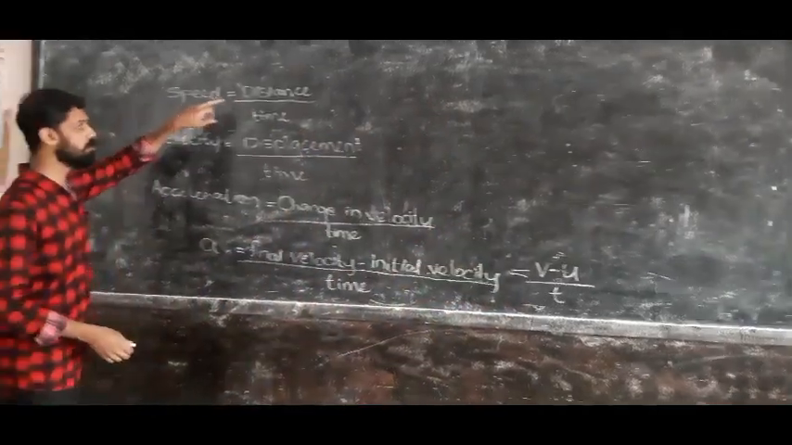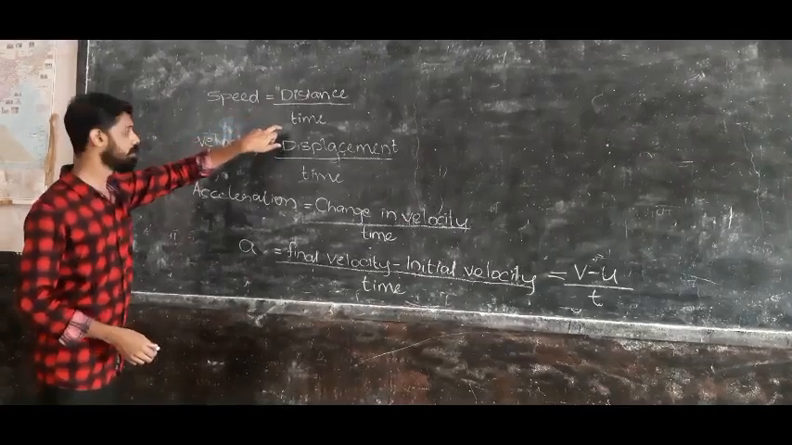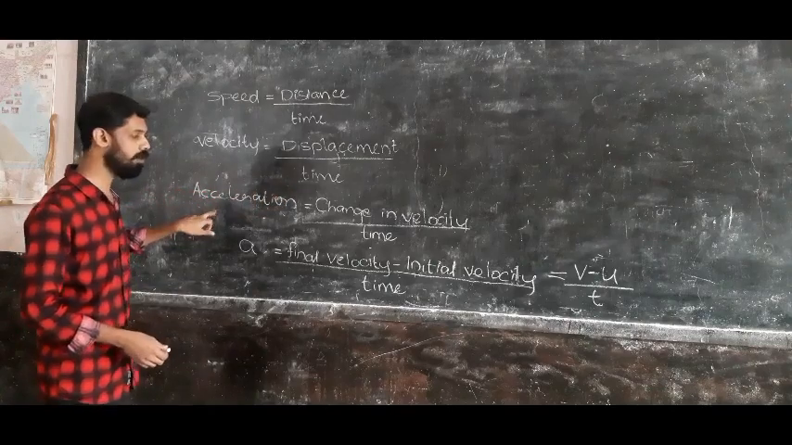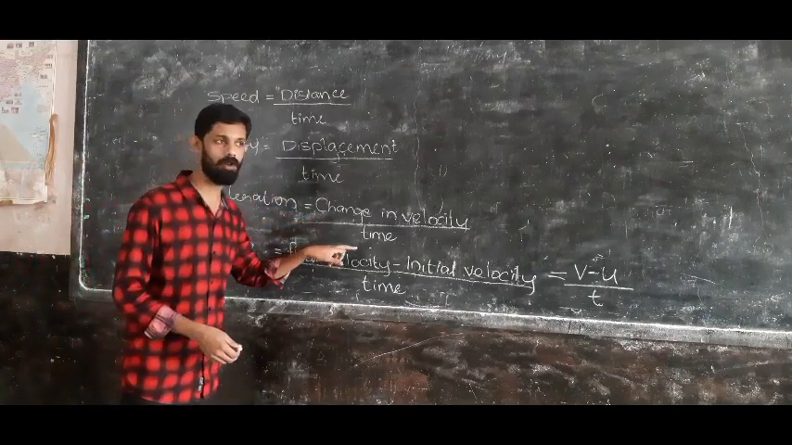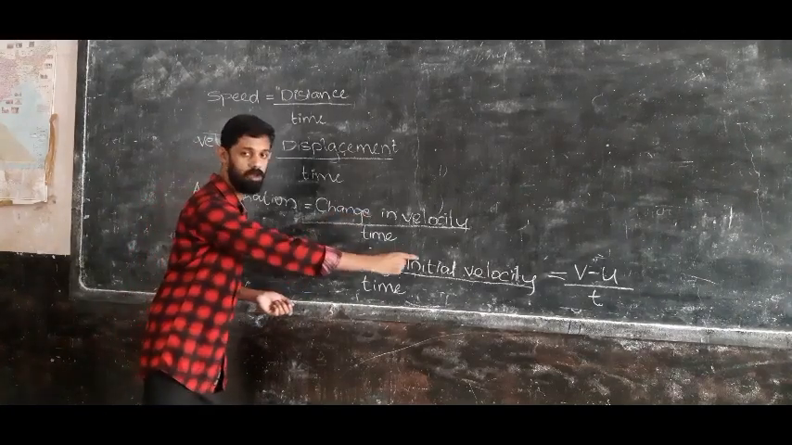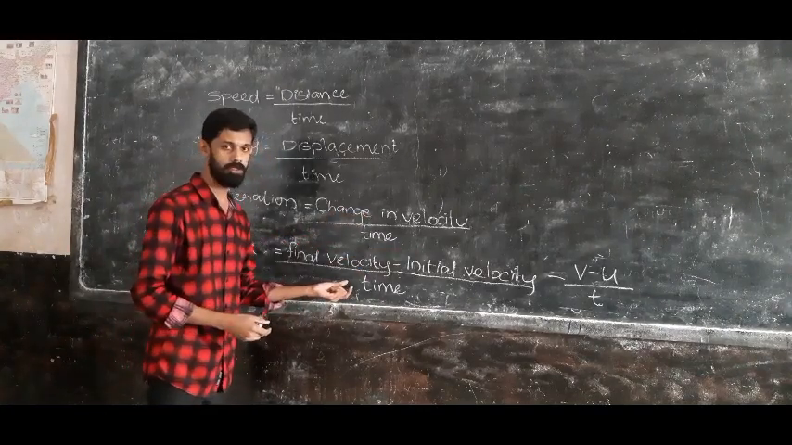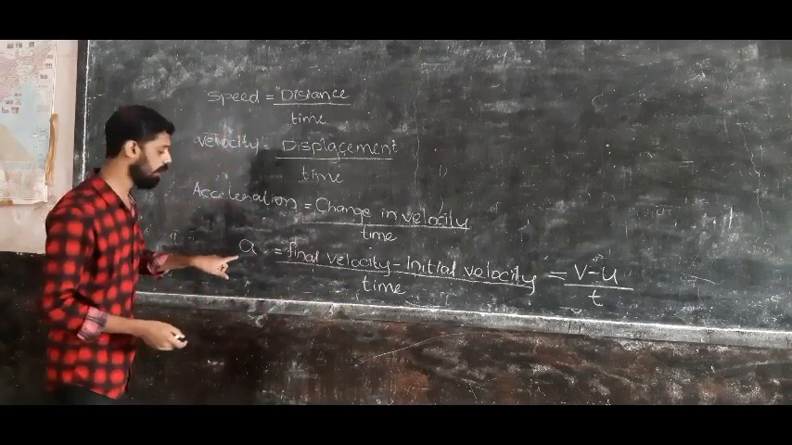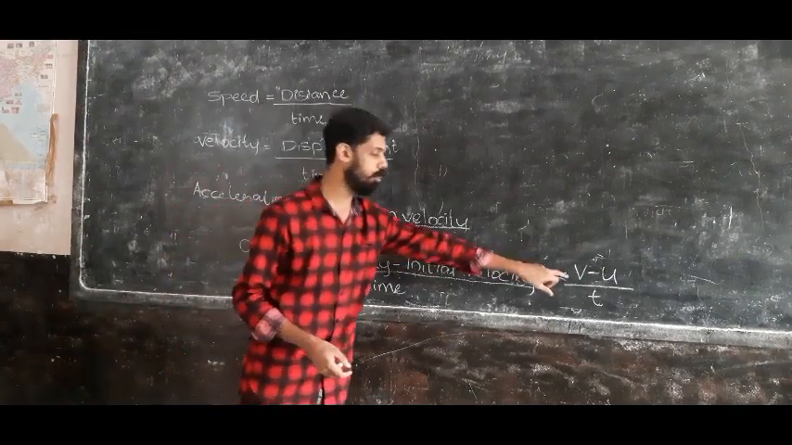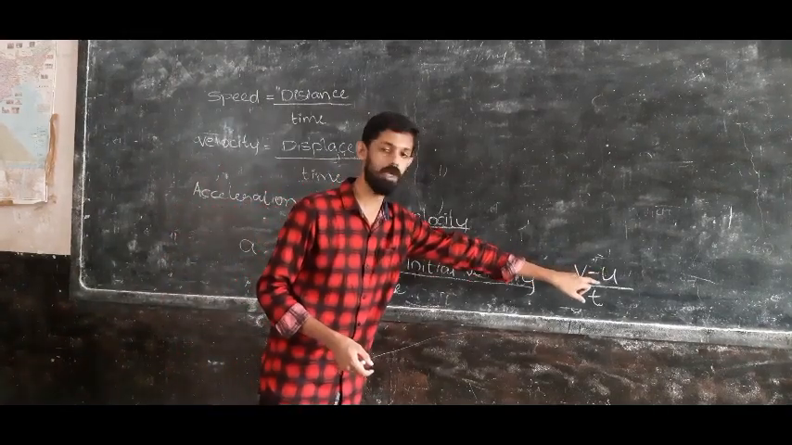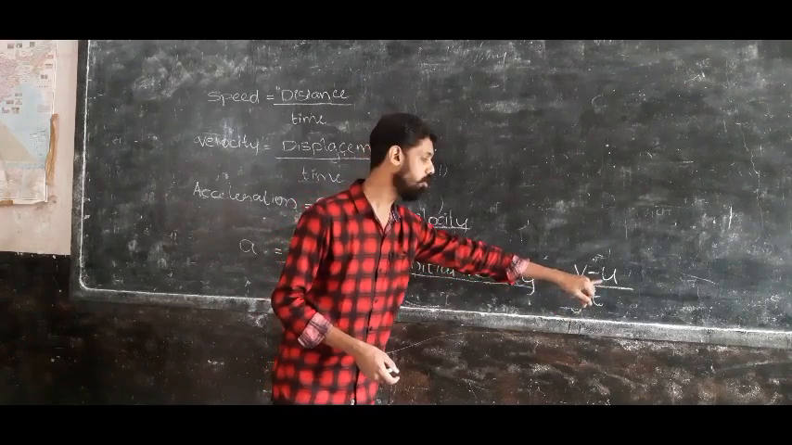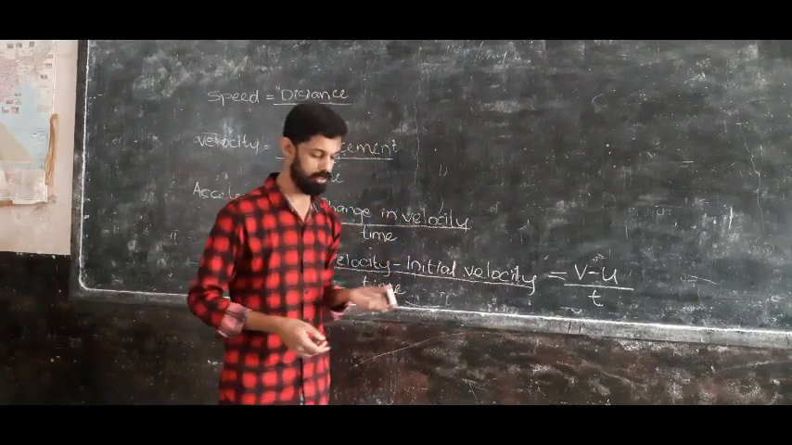Speed equation is distance divided by time. Velocity is displacement divided by time. Acceleration is change in velocity divided by time. Change in velocity is final velocity minus initial velocity. Acceleration is denoted by small letter a, the final velocity by small letter v, the initial velocity by u, and time by t. So the equation becomes a equal to v minus u divided by t.